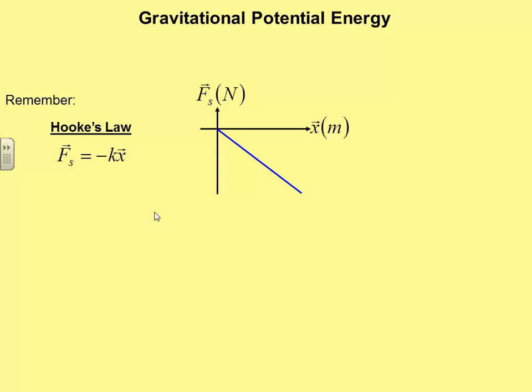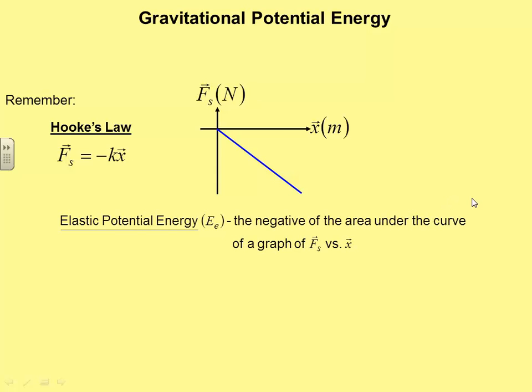And we said, well, as you stretch a spring, you get more and more elastic potential energy stored. So what on this graph gets bigger and bigger as we stretch the spring further and further? And of course, we decided the area under the curve does. So we defined the elastic potential energy as the negative, because this area is under the axis, so we want to turn it into a positive. So the negative of the area under the curve of the graph.